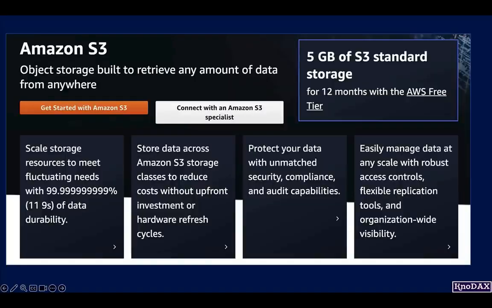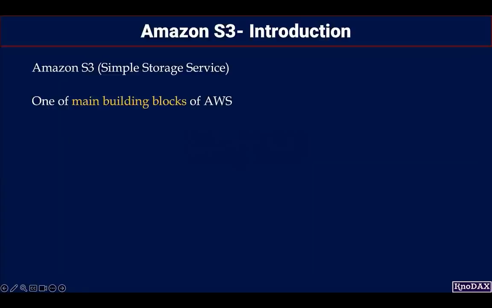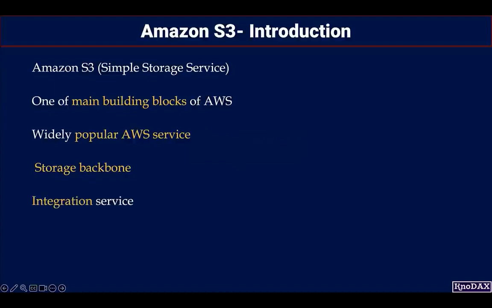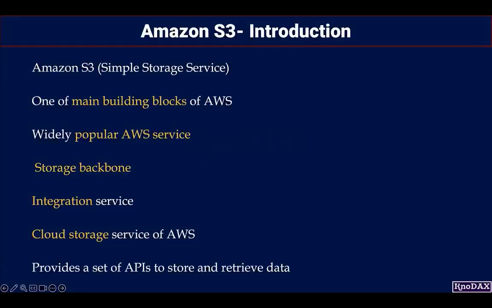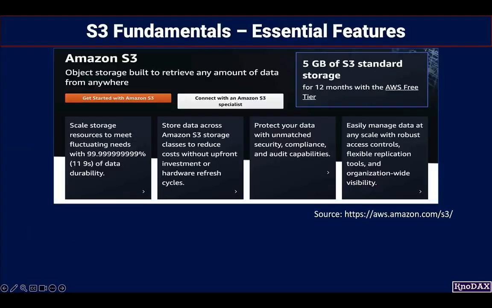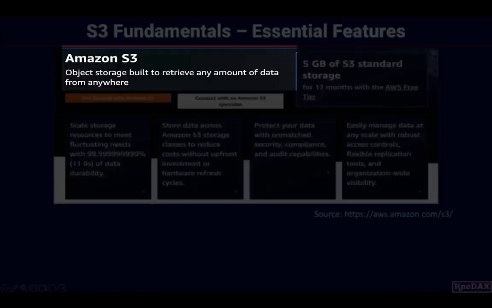Amazon S3, which is Amazon's simple storage service, is one of the main building blocks of AWS. It's a widely popular AWS service. Many websites use Amazon S3 as a storage backbone. Many AWS services use Amazon S3 as an integration layer as well. S3 is a cloud storage service of AWS, built to store and retrieve any amount of data from anywhere. It provides a rich set of APIs to store and retrieve data in the cloud. Let's look into its essential features.